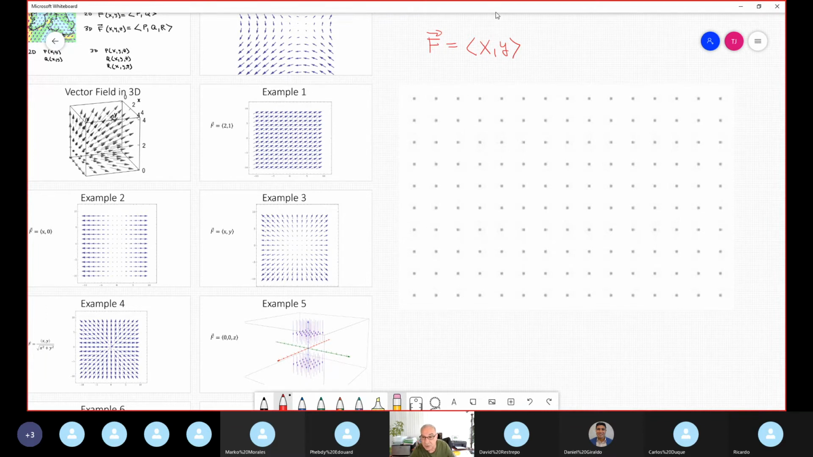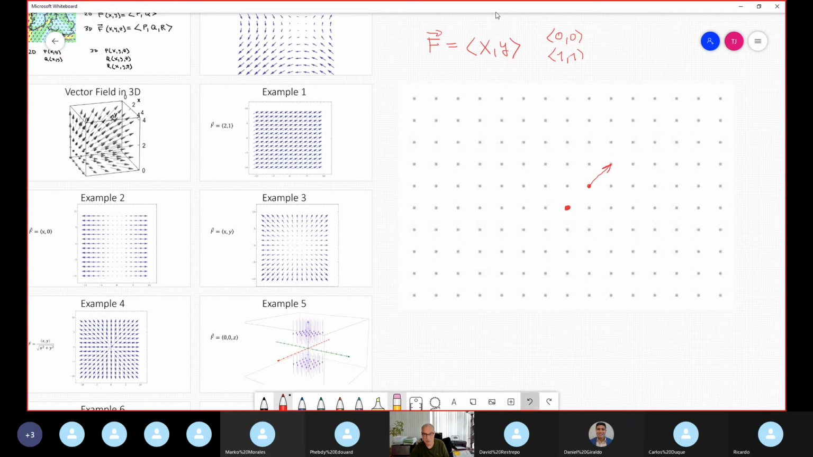Suppose that this is the point (0, 0). (0, 0) is here. If x is 0 and y is 0, the vector is (0, 0). And (0, 0) has no magnitude. It's just the point. But suppose this point is (1, 1). Well, if the point is (x, y), the vector is the vector (1, 1). And the vector (1, 1) is represented by this arrow.